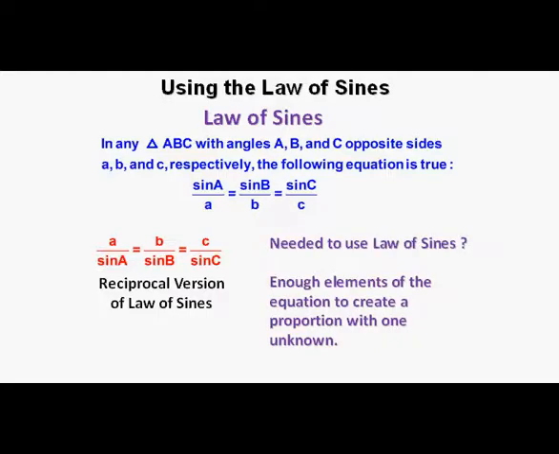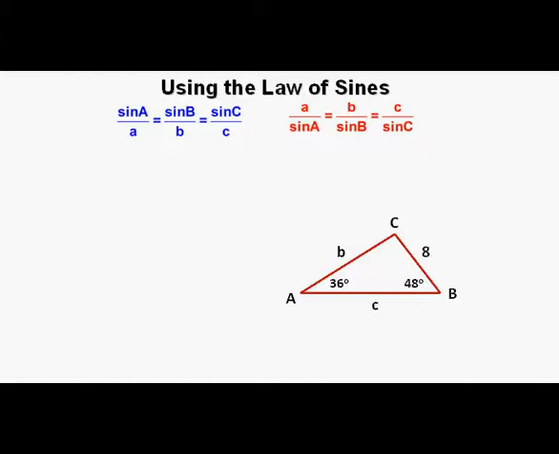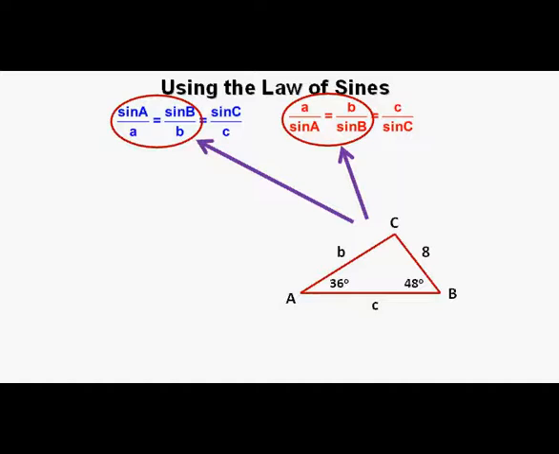What we need to solve the triangle sides or angles is this. We need enough of the elements of the equation to create a proportion or equation with one unknown. Let's go right into solving this triangle. This is what's called an angle-angle-side situation, or AAS. I try not to get too worried about remembering AAS or ASA or anything, because I think it's just easier to determine if we have enough information to create an equation with one unknown.